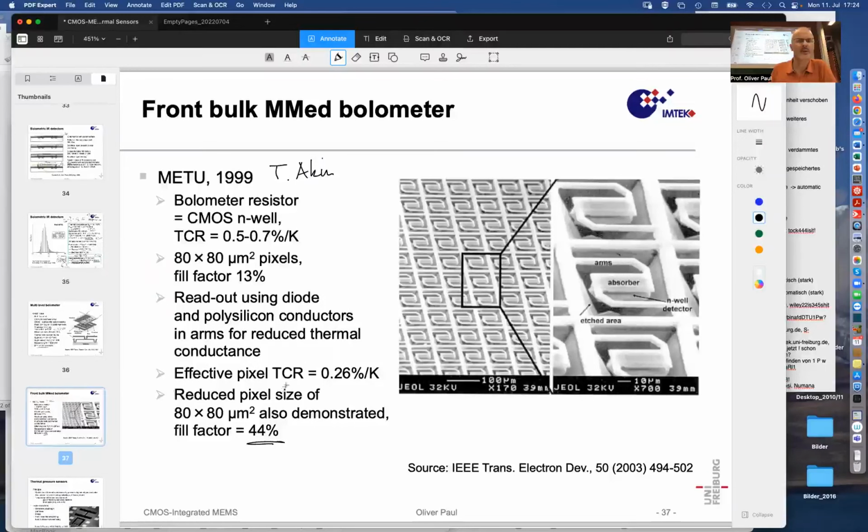Did I write that here? CMOS N-well readout using diode. Yes. A diode is also, well, you know about diodes. Proportional to absolute temperature measuring sensors. Diodes are excellent temperature measuring devices, and so this is what is integrated here. And well, one can calculate an effective TCR of that diode response to be 0.26% per Kelvin. So okay, not so good, but okay. And the pixels are 80 by 80 micron square, so they produce large arrays of many such sensors.